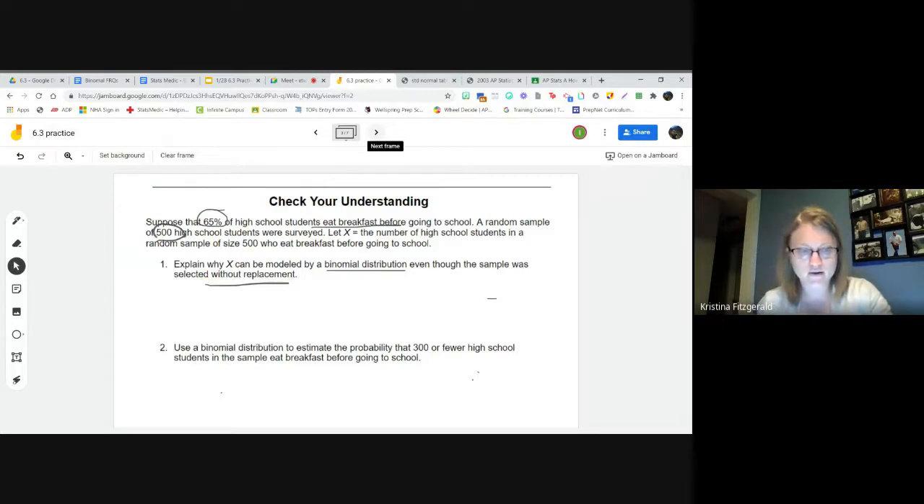So what we want to think about is how many students did we pick and where did we pick them from? In this case, we have 500 high school students and we're picking from high school students. It doesn't specify that it's from one school or anything. It could be high school students that ever existed that we chose from, or in the United States or something like that. So what we want to think about is, okay, well, is 500 less than or equal to 10% of all high school students?